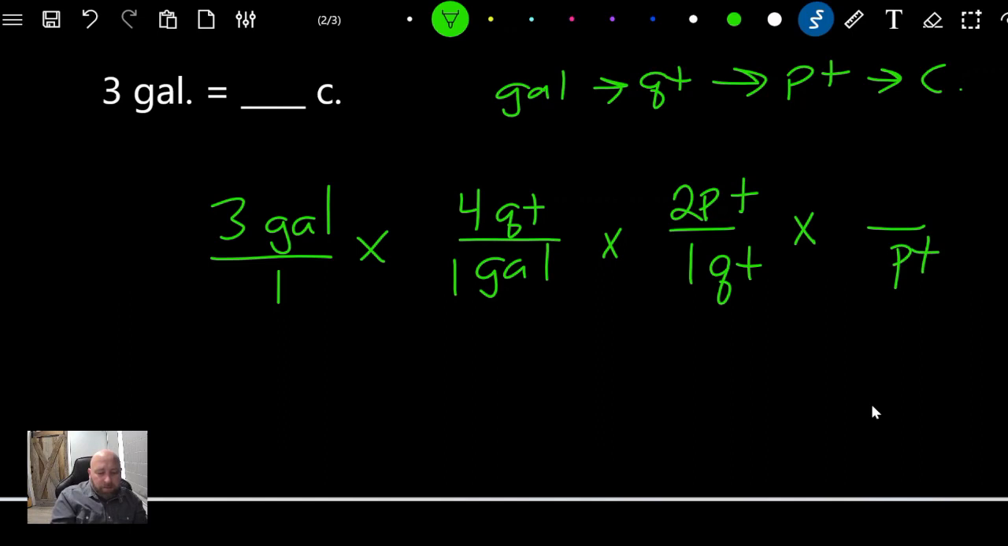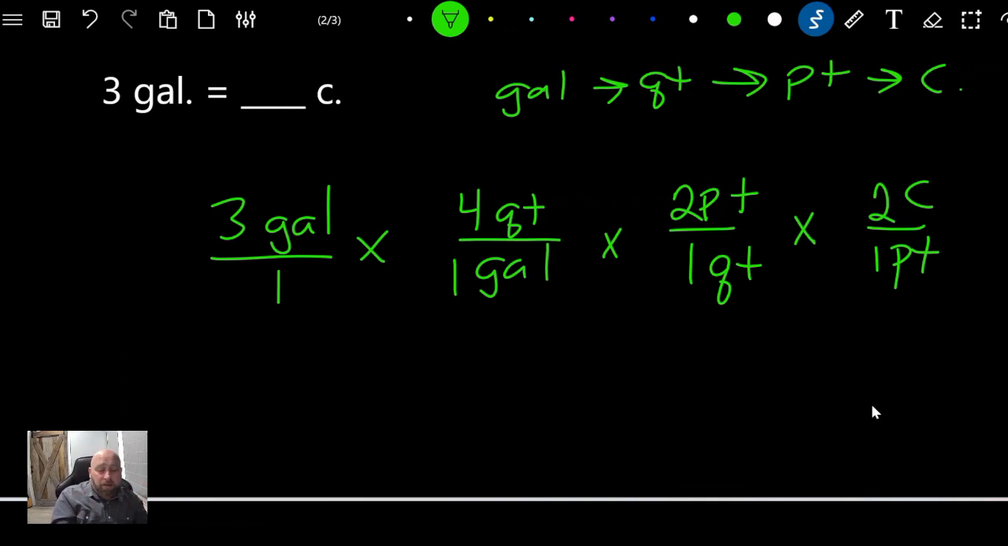And then, quarts already canceled. So we're going from pints to what? We're going from pints to cups. So cups needs to be in the numerator there, and pints needs to be in the denominator. So now the question is how many cups in a pint? There are 2 cups in 1 pint.